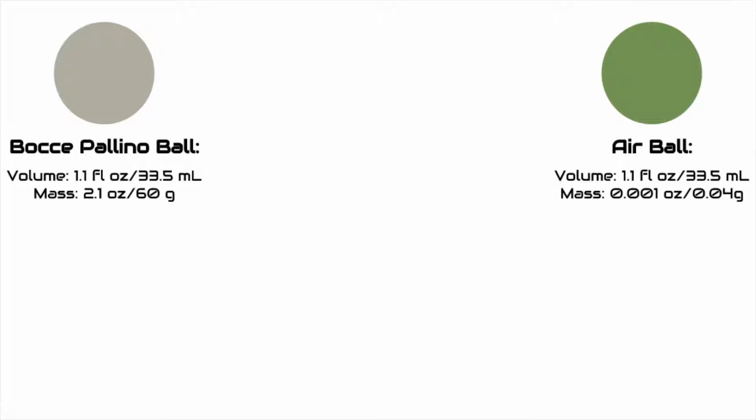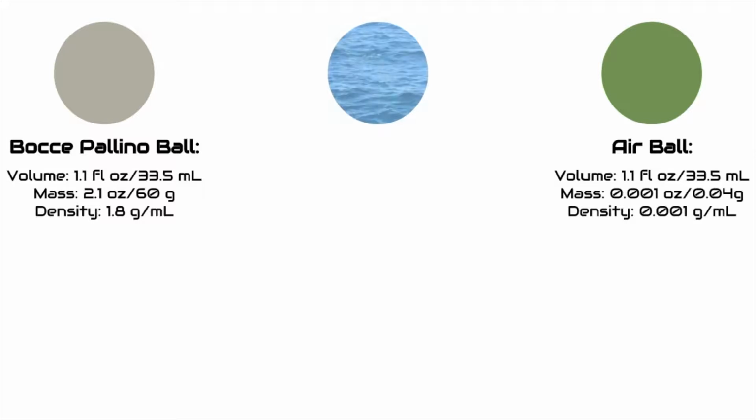Now, as you can tell, because the bocce ball is extremely heavy, but has the same volume as a ball of air, it's going to be more dense. In fact, the density of the bocce ball is 1.8 grams per centimeter cubed. The density of the ball of air is 0.001 grams per centimeter cubed. Now, the density of water is 1 gram per centimeter cubed, and the bocce ball at 1.8 is much more dense, and the air ball at 0.001 is way low. So that's why the air ball floats and the bocce ball sinks.